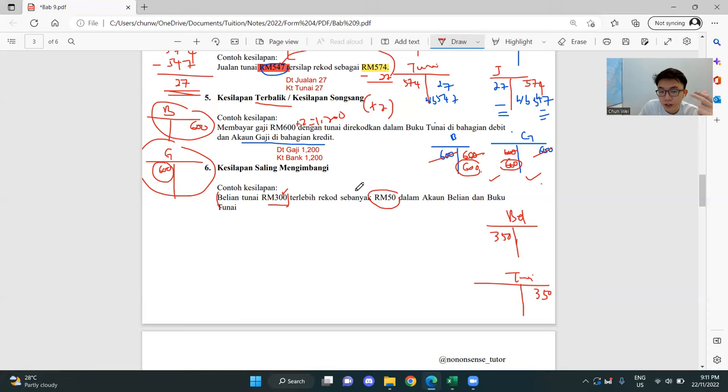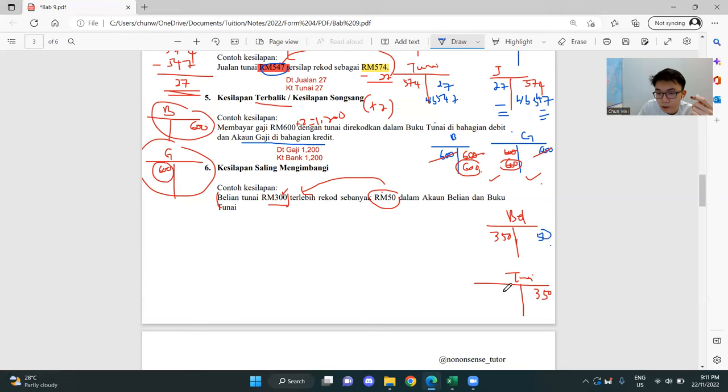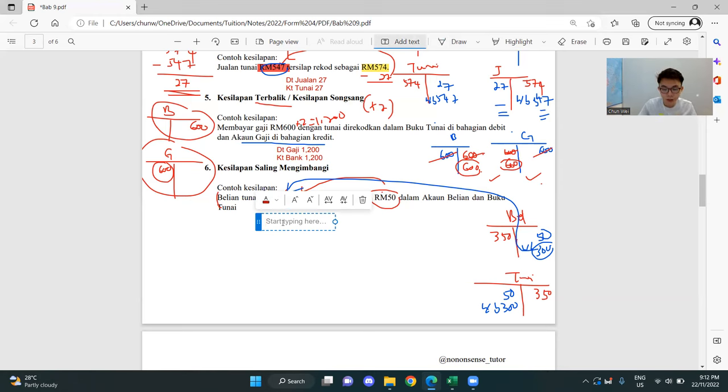So because dia telah lebih record 50 ringgit, I have to take out 50 ringgit so that it becomes 300. So to take out, meaning I have to credit 50 on your belian, and then I have to debit 29 for 50. So if that's the case, your HB becomes 300, and that is what we want, 300. Correct or not? So same here, 300, the HB. So here, conclusion, I have to debit account 29, 50, and then credit belian for 50.